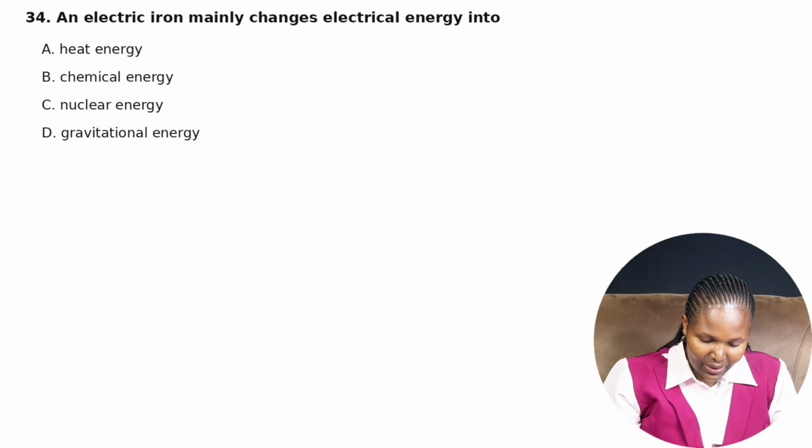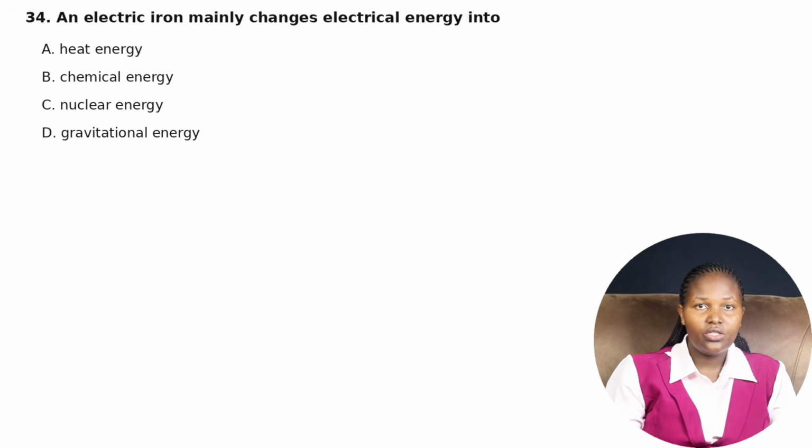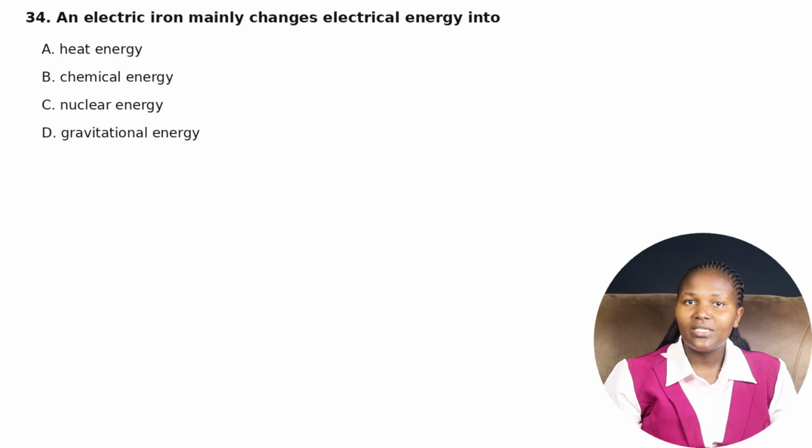An electric iron mainly changes electrical energy into, we have A, heat energy, B, chemical energy, C, nuclear energy, and D, gravitational energy. Now, after addressing question 33, I know that this one you know. The correct option is A, heat energy, because an electric iron uses electrical energy from the power supply and it converts much of it into heat in its heating element. Now, the heat is then transferred to the clothes. The iron does not mainly produce chemical, nuclear, or gravitational energy, so the other options are wrong.